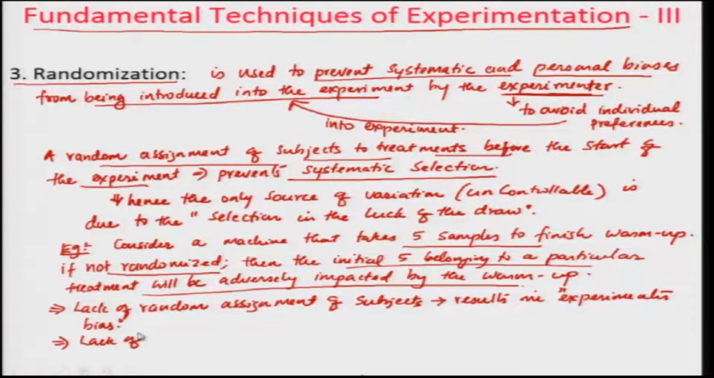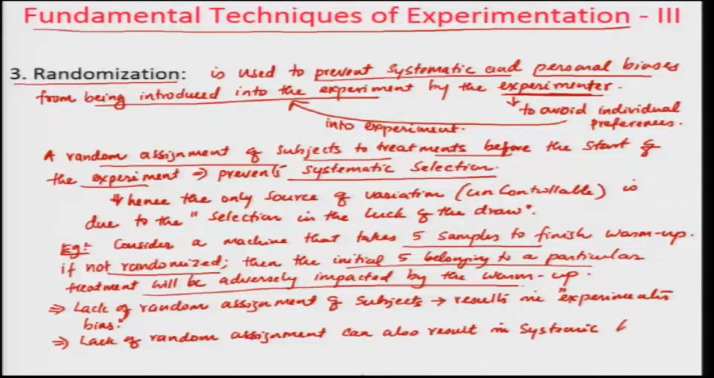Lack of random assignment can also result in systemic bias. Okay. So, both these biases are important for us. The experimenter bias is the preferences of the experimenter. So, let us say you are doing a farming experiment, and the experimenter is given no randomization. Then the experimenter will select the crops that are favorable to the individual.